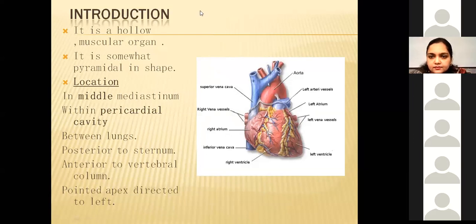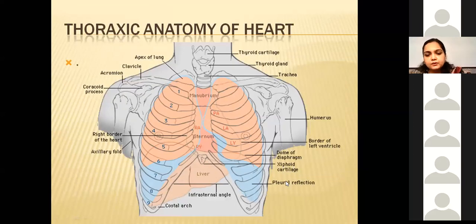This is called the apex of the heart. It is always directed downwards and to the left. This is the apex of the heart. Now this heart is the self-adjusting suction pump, and its muscular wall consists of three main layers: epicardium, myocardium, and the endocardium. It is divided into four chambers.